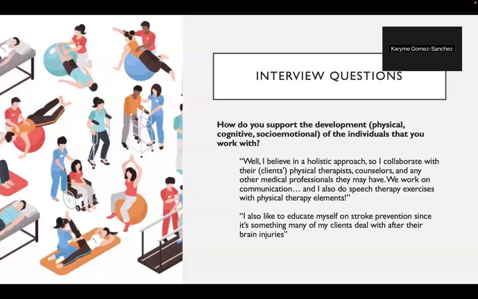I then moved on to ask how she supports the development, either physical, cognitive, or social emotional, of the individuals that she works with. She went on to tell me, I believe in a holistic approach, so I collaborate with their, meaning clients, physical therapists, counselors, and any other medical professionals that they may have. We work on communication, and I also do speech therapy exercises with physical therapy elements.